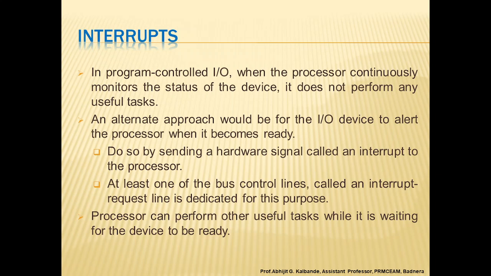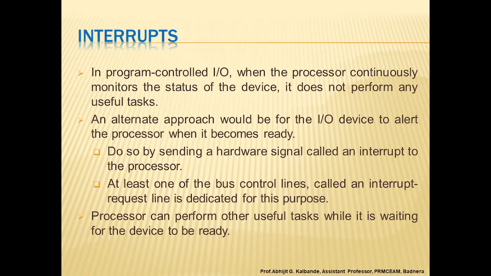Now, what exactly does interrupt mean? In program-controlled IO, the processor continuously monitors the status of the device and does not perform any useful task. An alternate approach would be for the IO device to alert the processor when it becomes ready. There are two ways to do so: by sending a hardware signal, which is called the interrupt, to the processor, or at least one of the bus control lines, which is called the interrupt request line, is dedicated for the purpose.